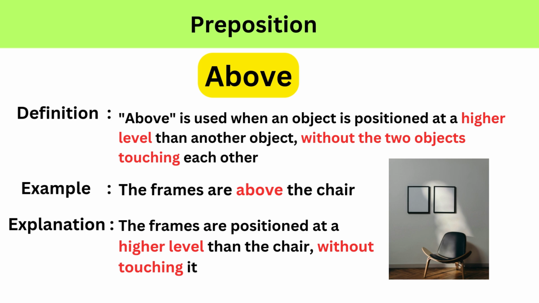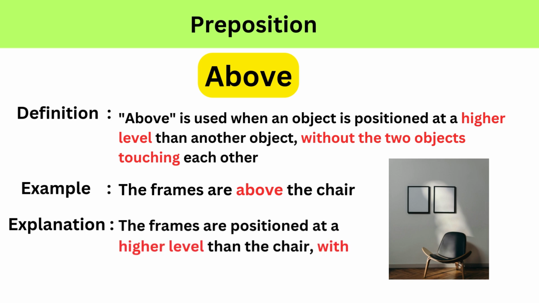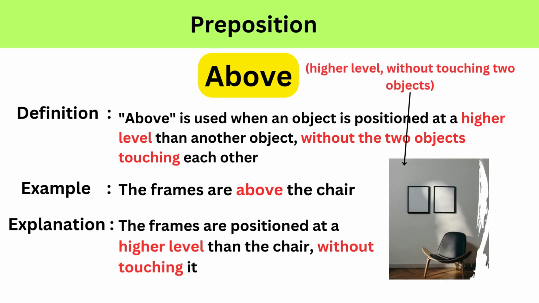Here, we use above because, as seen in the image, the frames are positioned at a higher level than the chair without touching each other. Thus, it matches the hint higher level without touching two objects, so we use above here.